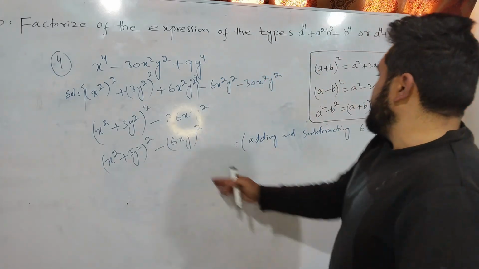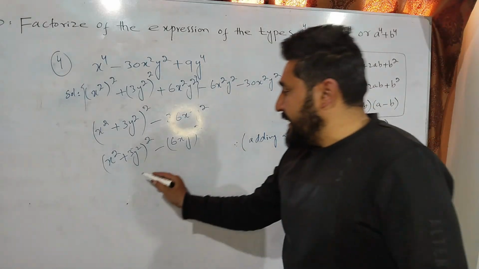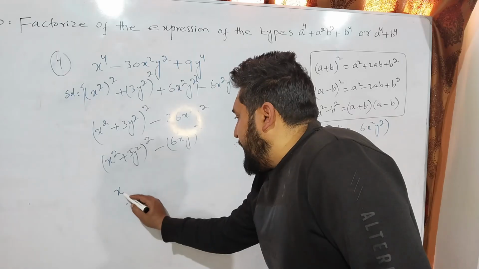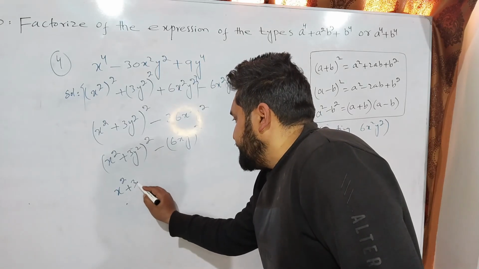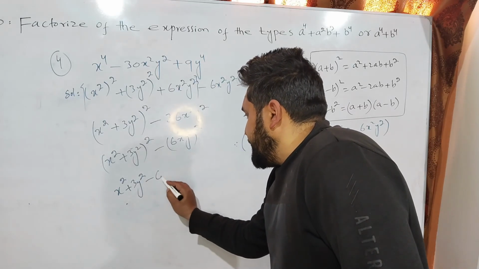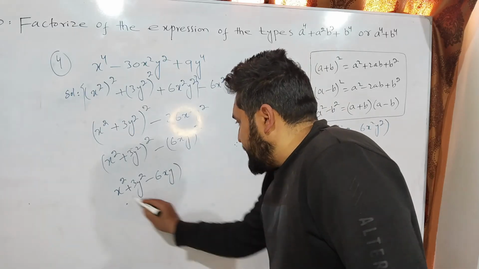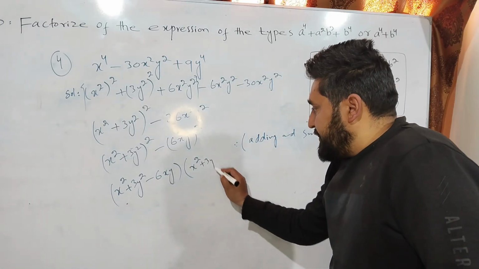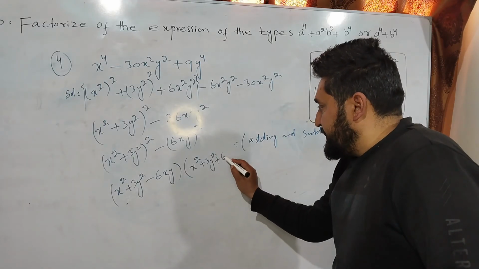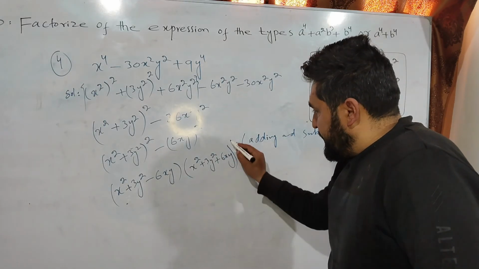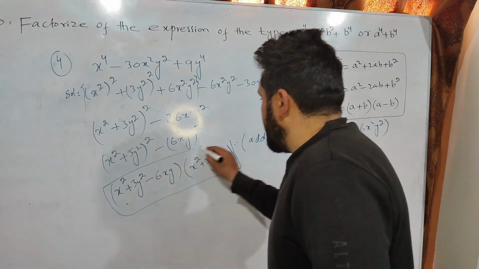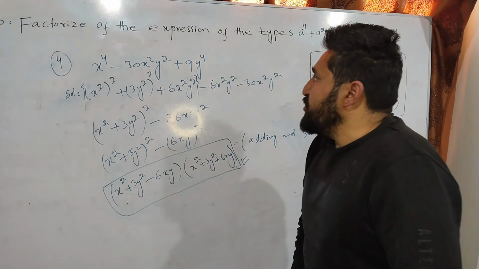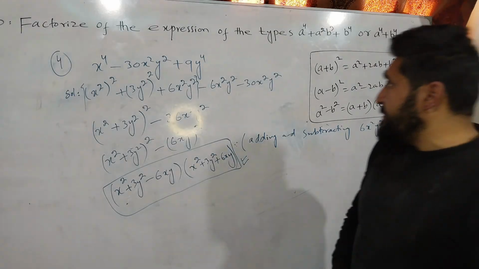It is clear. Now we use the third identity, that is a square minus b square. A is this one, minus b is this one. A is x square plus 3y square plus 6xy. So this is our final result.